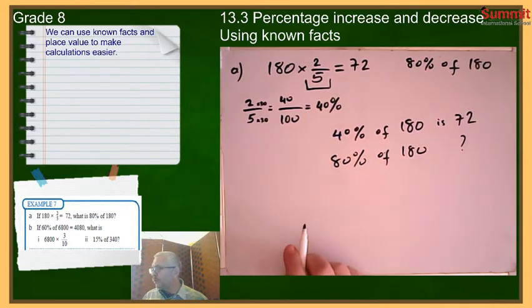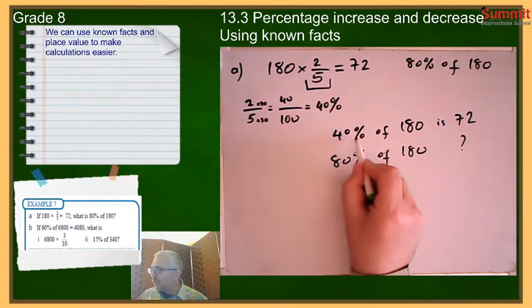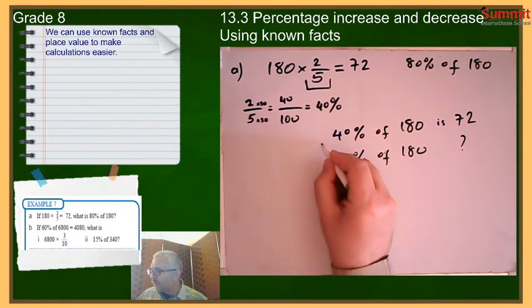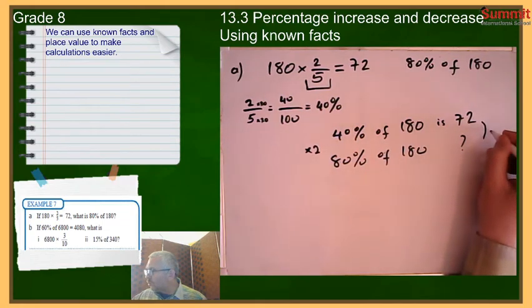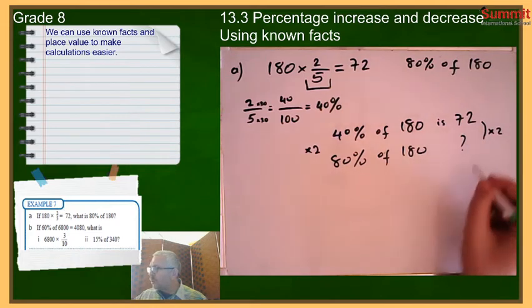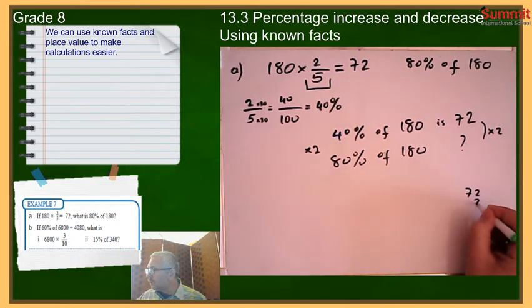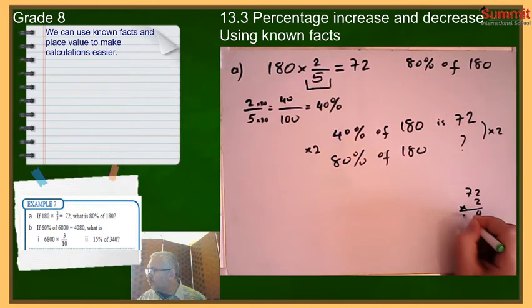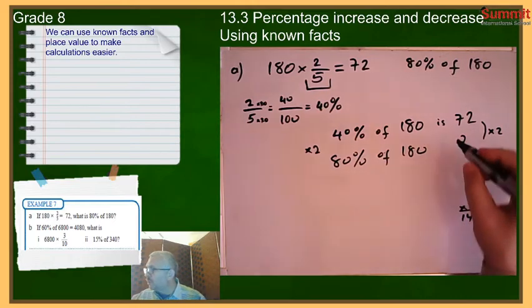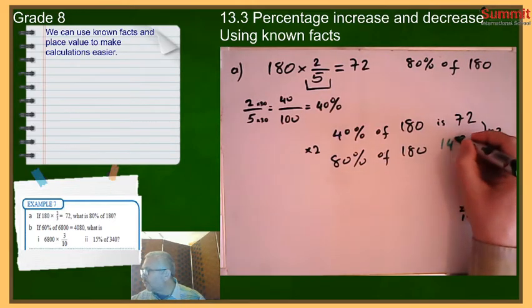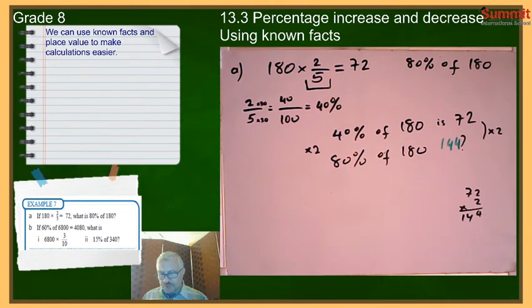Here, as you see, the percentage doubled, it was multiplied by 2, so the result also we need to multiply by 2. 72 multiplied by 2 will be 144. The result will be 144. Now this is the A.